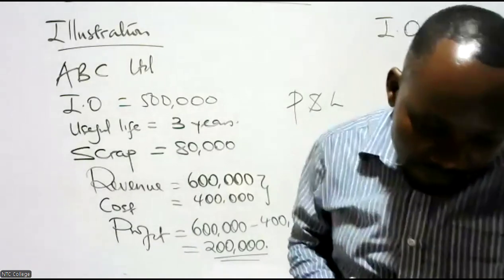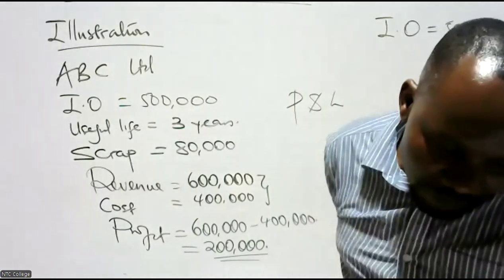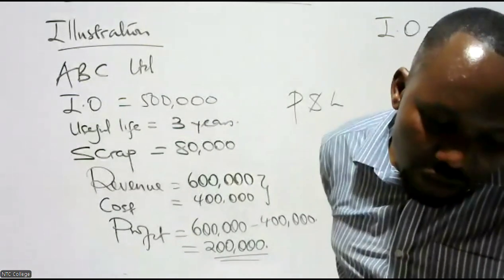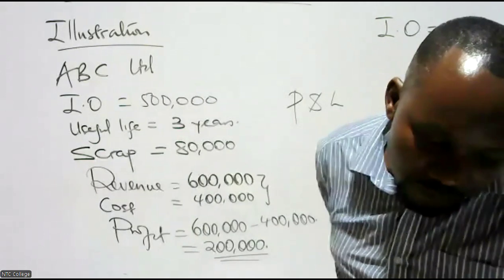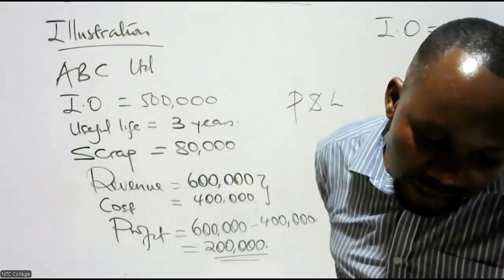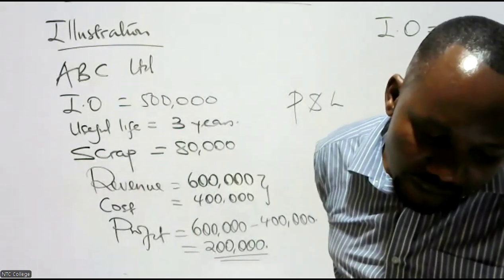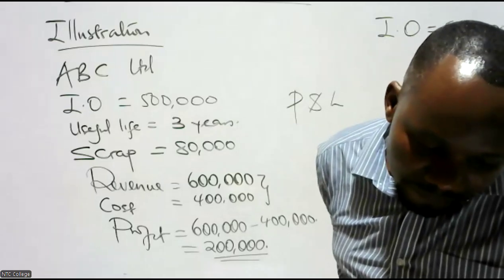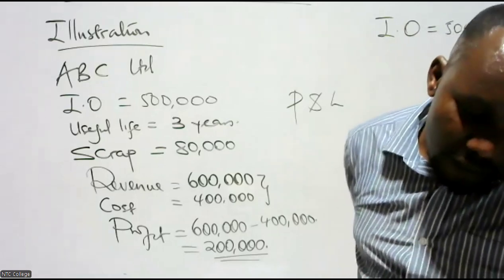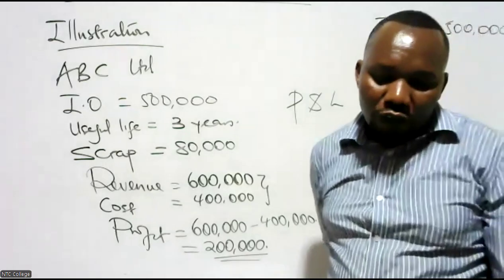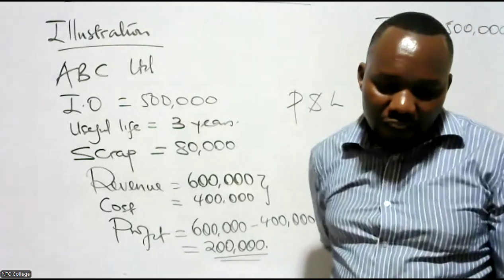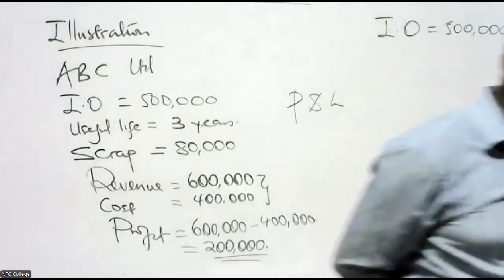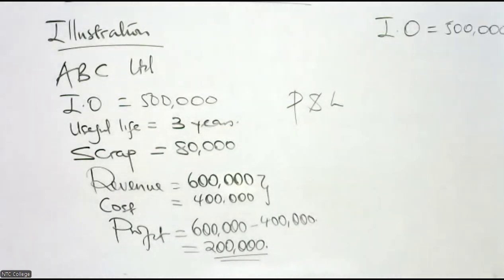The examiner said that for each of the 3 years of usage, the equipment is expected to increase both sales revenue and operating cost by 600,000 and 400,000 respectively. I hope you've written that. Full stop. You continue and say, the company's cost of capital is 10% and the tax rate is 30%.